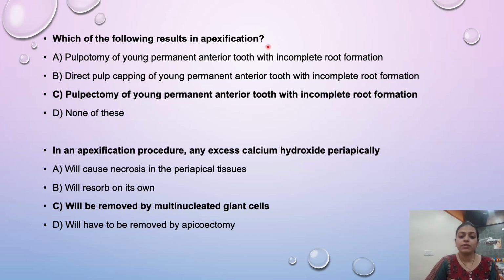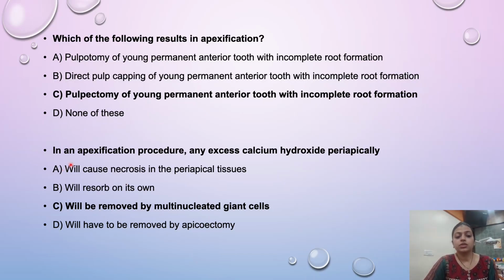C. Apexification, we are always removing the entire pulp. So without any question the answer would be pulpectomy, that is a complete removal of the pulp from the young permanent anterior tooth with incomplete root formation. So that is the best possible answer over here.